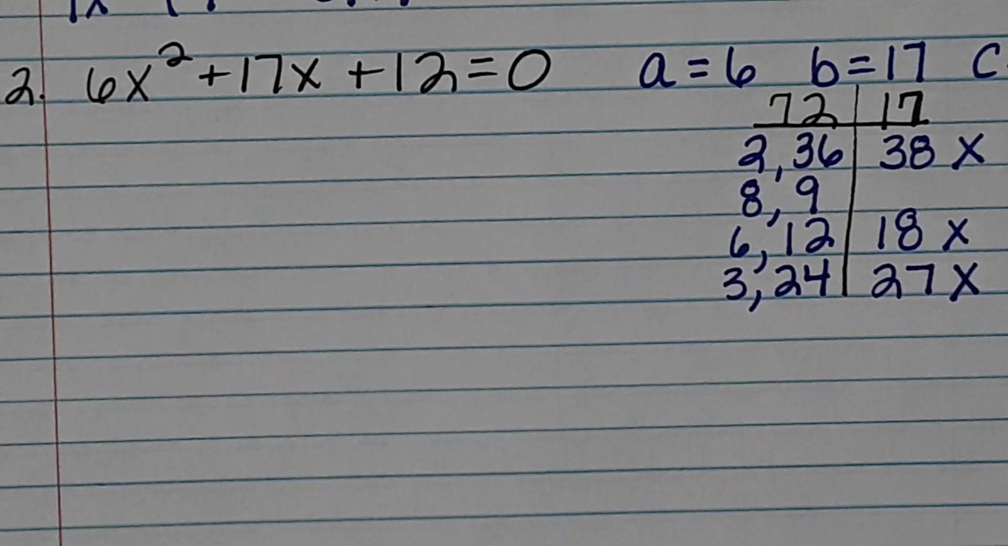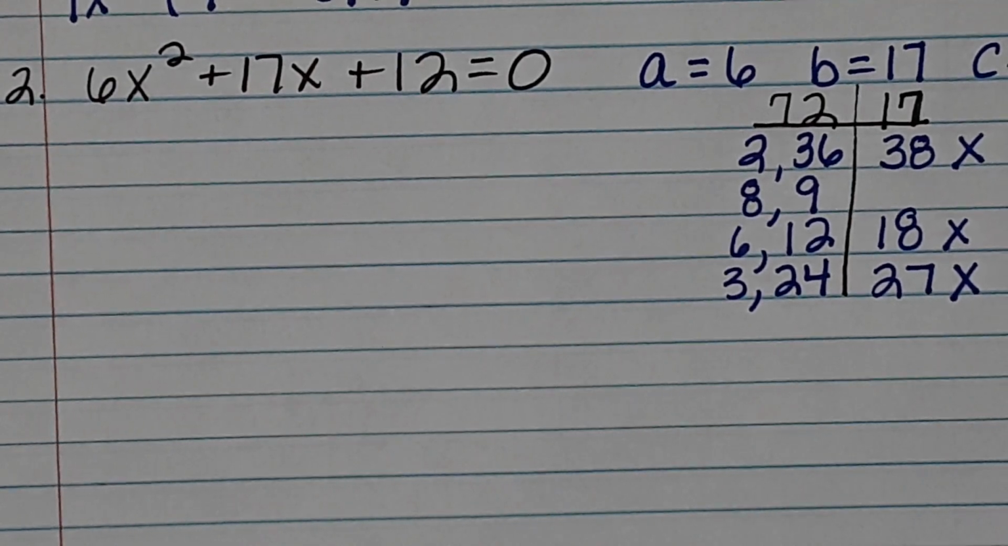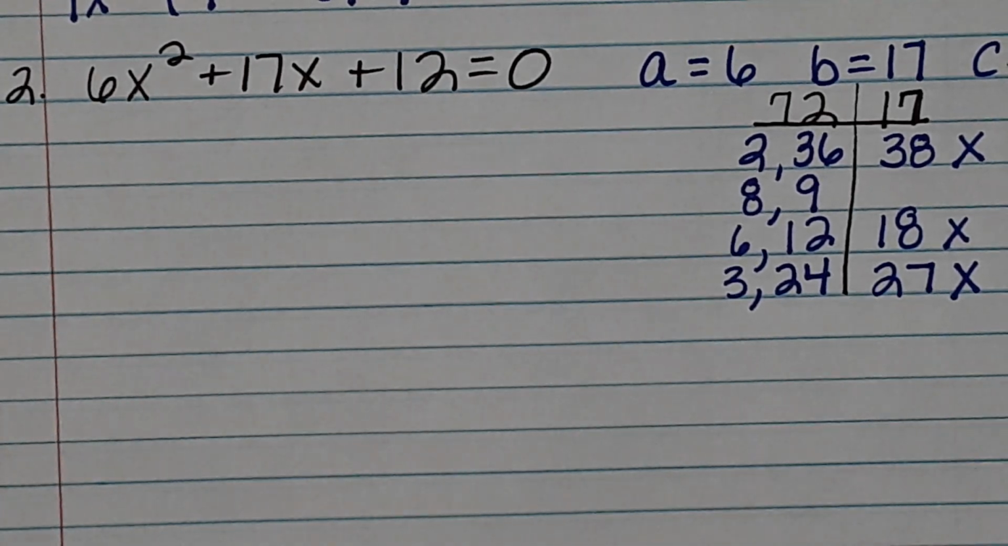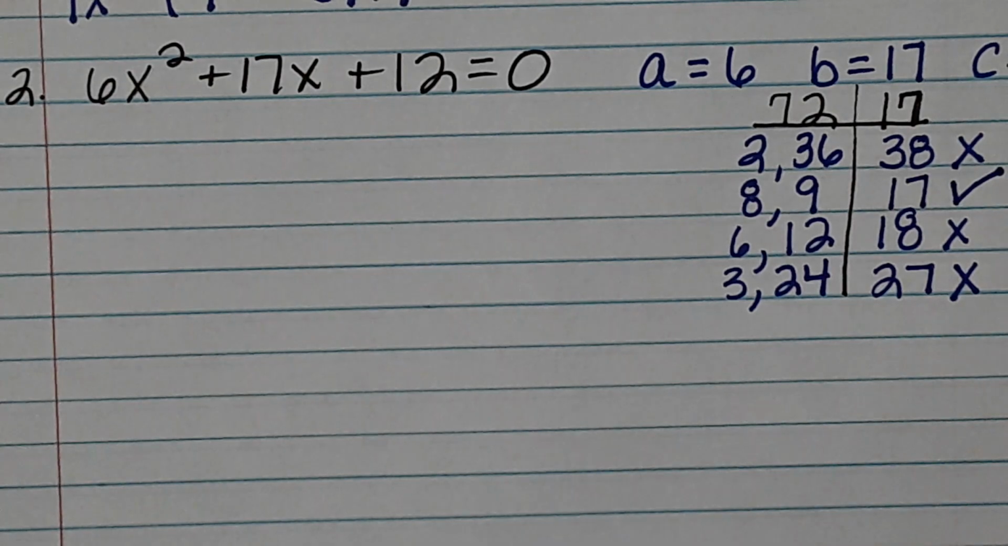I want to show you that it is okay if you did not get to 8 and 9 right away. Everyone thinks that everyone gets to 8 and 9 the first time. No, not everyone gets to 8 and 9 the first time. What is 8 plus 9? 17 matches, so that's what I'm going to use.